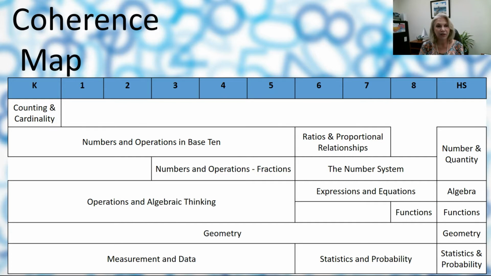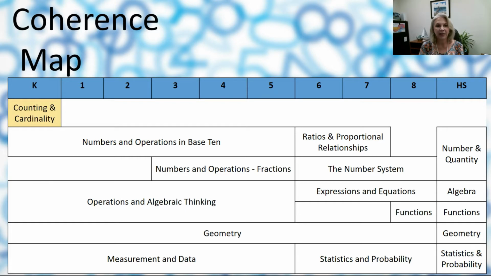To highlight just a few is the domain counting and cardinality, the domain numbers and operations in base 10, the domain algebra, and statistics and probability. We're going to go through each one of these domains showing the progression of learning from kindergarten through high school.